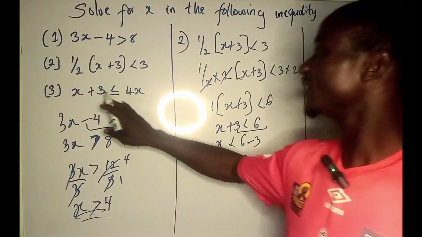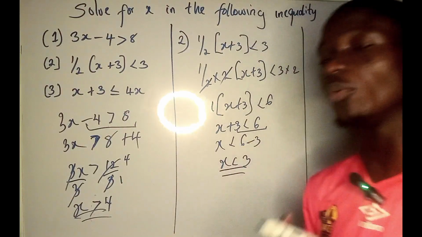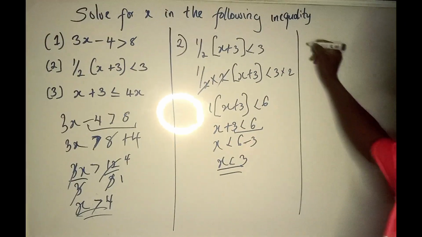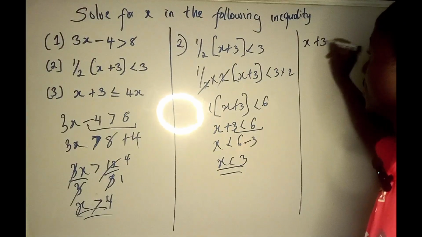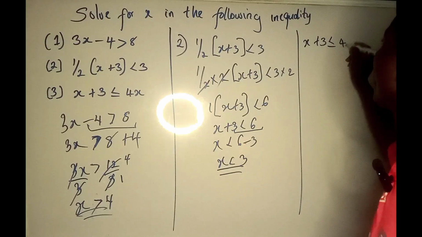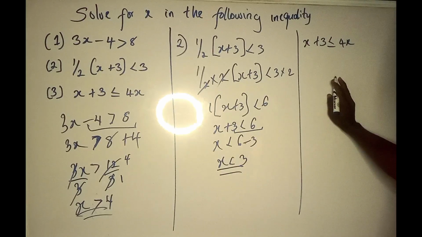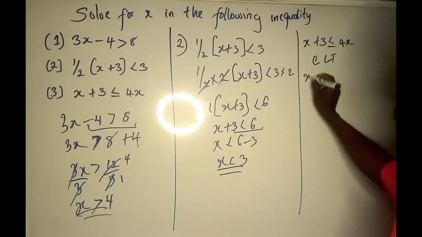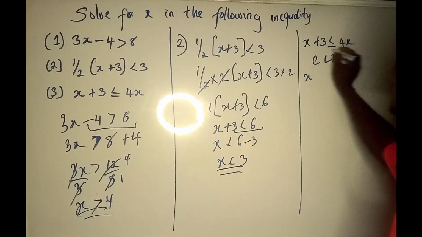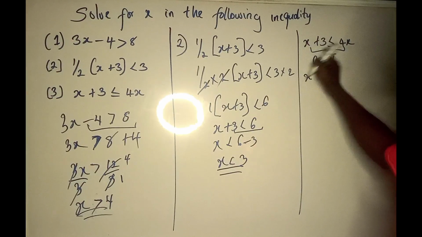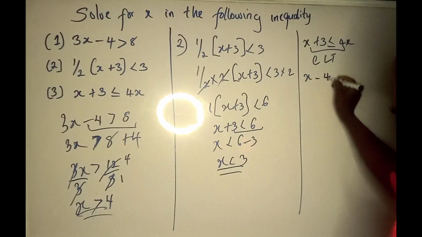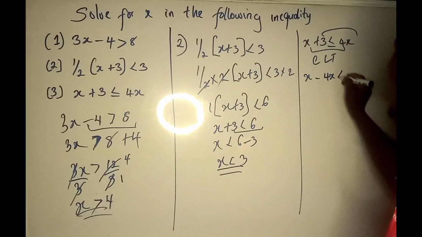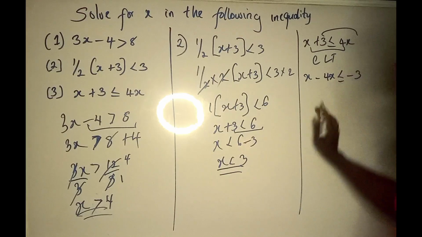This third one, there's something I want to bring to your notice. Let us solve together if you are solving with me. Which says x plus 3 less than or equal to 4x, right? So what do we do? Let us collect like terms. We are bringing 4x to meet this x. We have x minus 4x. So we are taking 3 over here. We now have less than or equal to minus 3.